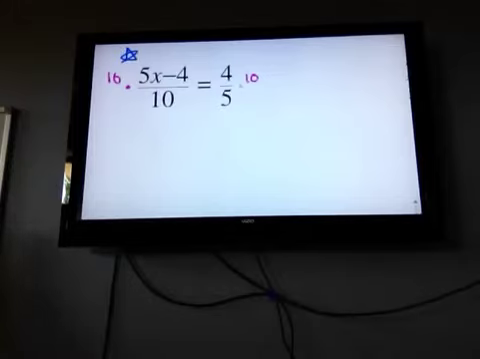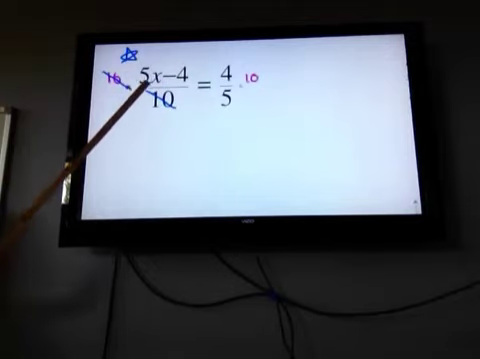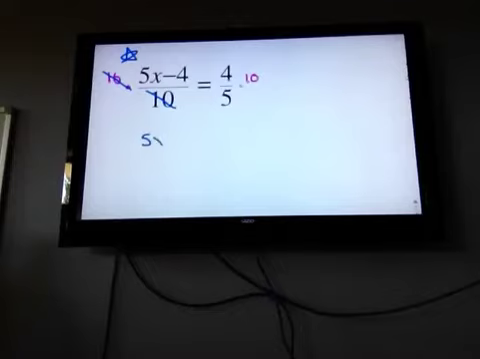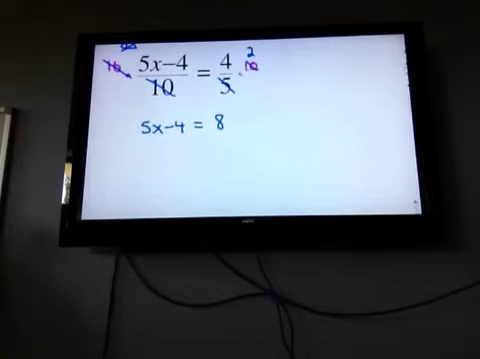On the left side, 10 cancels completely with 10. And what you have in the numerator that they gave you is what's left in the equation. You don't multiply it at all. On the term on the right, 5 cancels, not completely though, divides into 10 2 times. And I'm left with 4 times 2, which is 8.